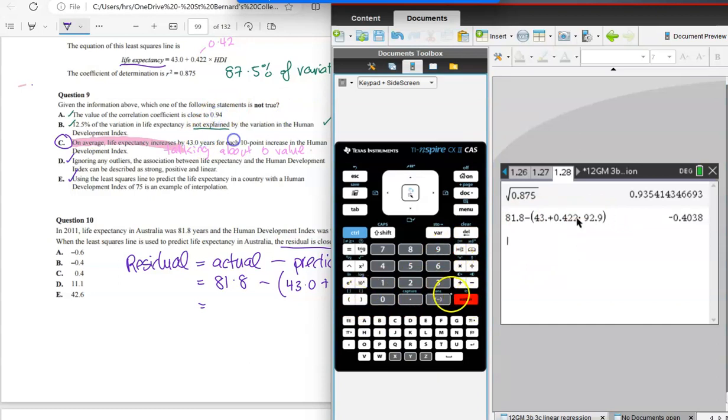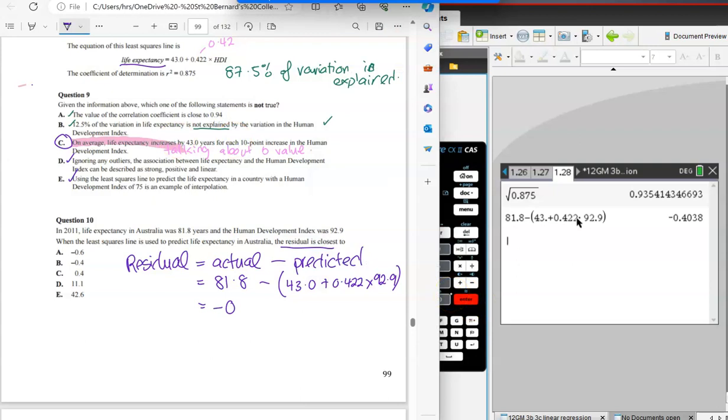Okay, so I get a residual of negative 0.4038. So my answer is B.